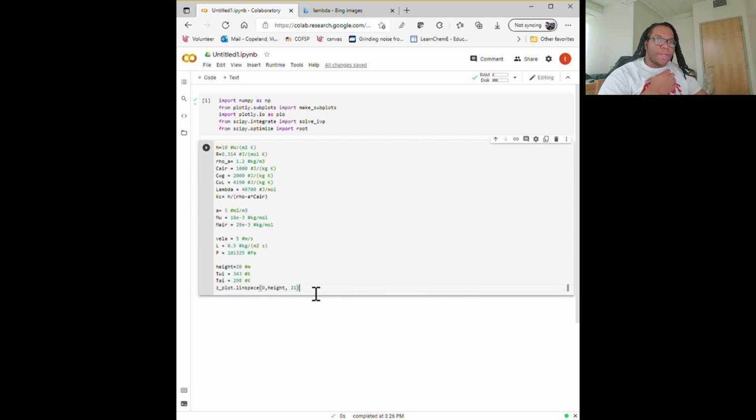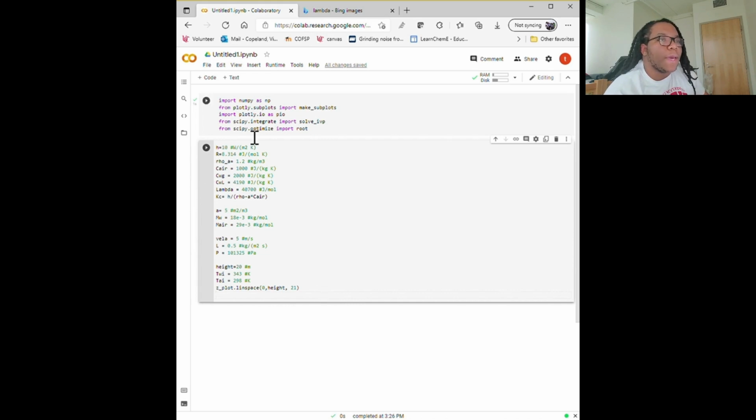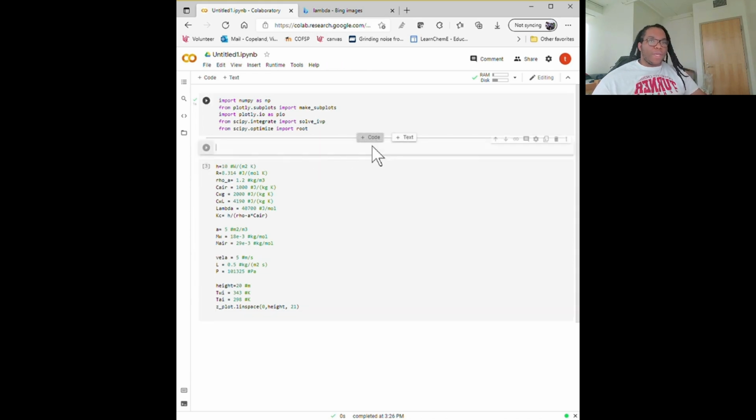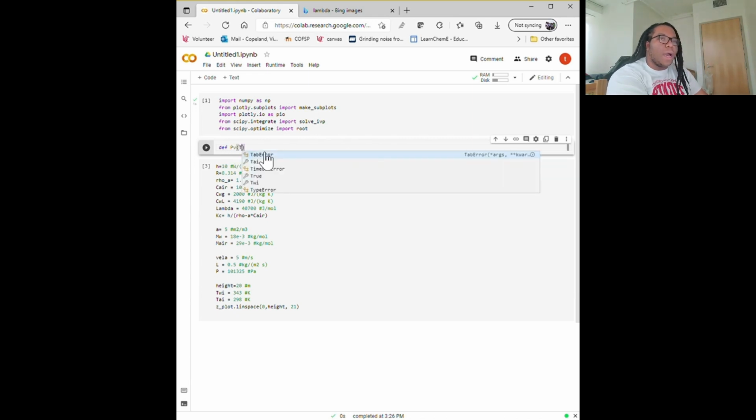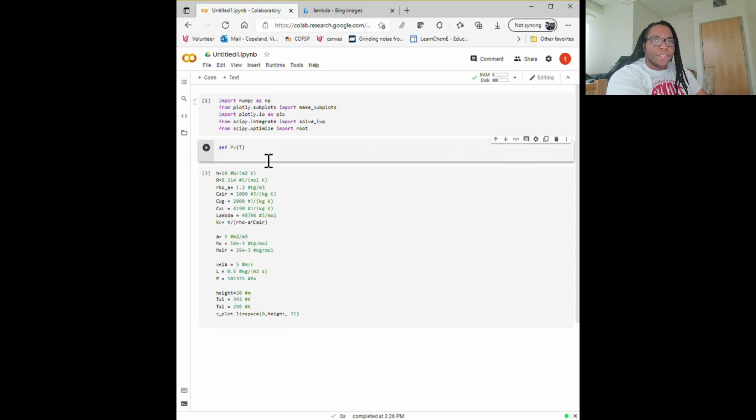And so from here, what we need to do is come back up here and create a calculation that will give us our partial pressure based off of our temperature. And so we're going to define that as PV function of our temperature. And then I'm going to come over here. It's going to return. Make sure I don't miss anything.